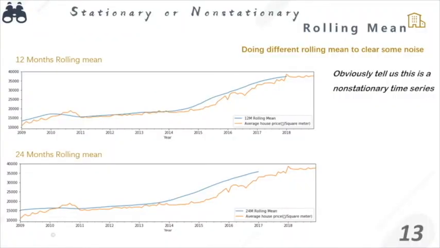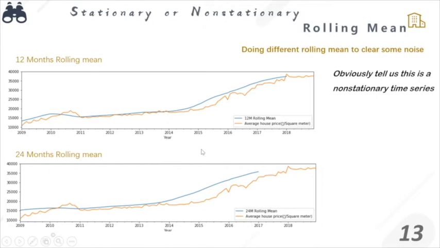Okay, we also want to know whether this kind of time series is stationary or non-stationary. So we take Beijing as the example. We select the data of Beijing and set year as the index. First, we did a rolling mean, which can clear some noise. And you can see that we use different windows, 12 months and 24 months. And it obviously showed that the average house price is a non-stationary time series.